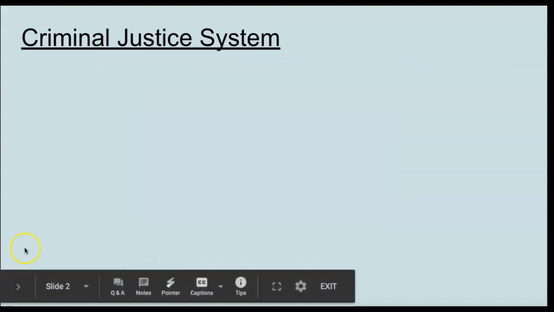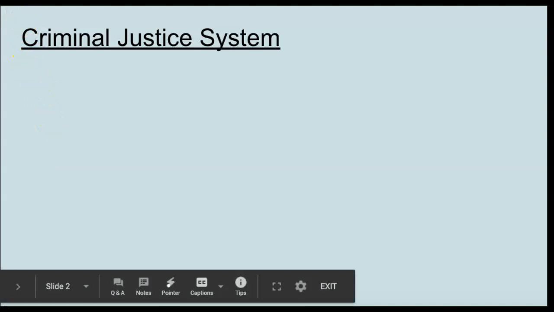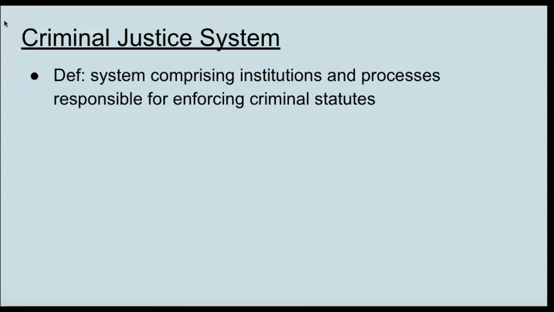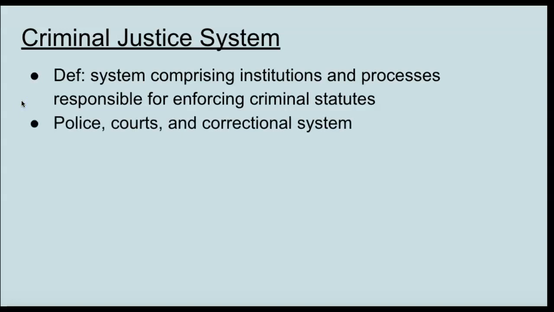Beginning with the first slide, before we get to the approaches, we are going to talk about the criminal justice system. The definition of the criminal justice system is here. It is a group of institutions and processes responsible for enforcing criminal statutes. You can think of statutes as laws. The three parts to the criminal justice system include the police, the courts, and a correctional system.